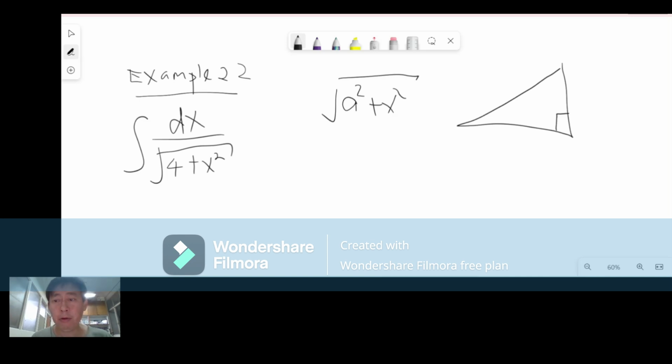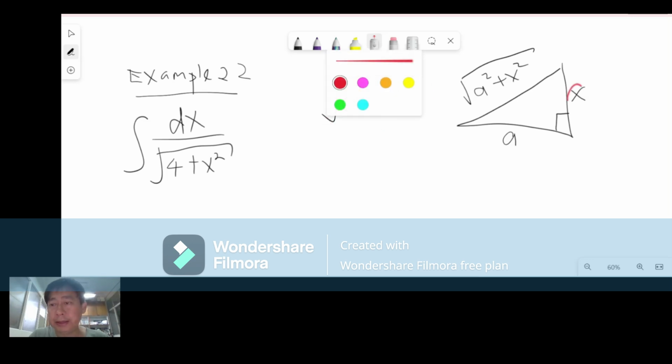on a right triangle. The term a squared plus x squared in the square root looks like the hypotenuse of a right triangle with a side of length a and a side of length x. So it is quite straightforward to realize that if you have a right triangle with a base a and a side x, then the hypotenuse is just the square root of a squared plus x squared. Here, you consider x as a variable.